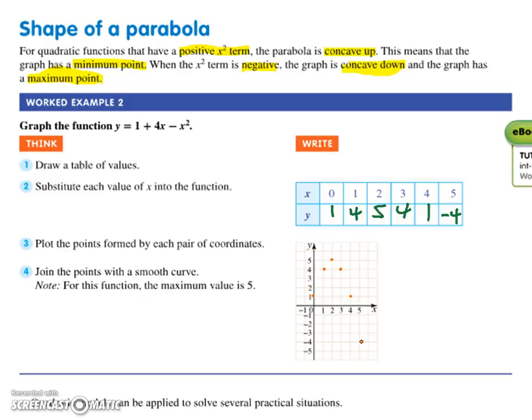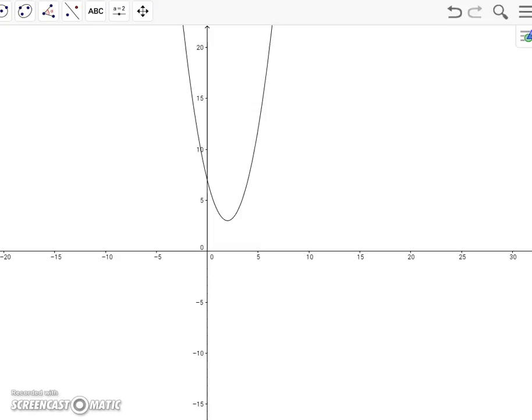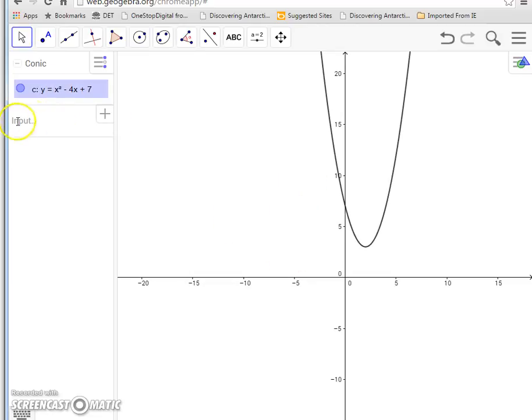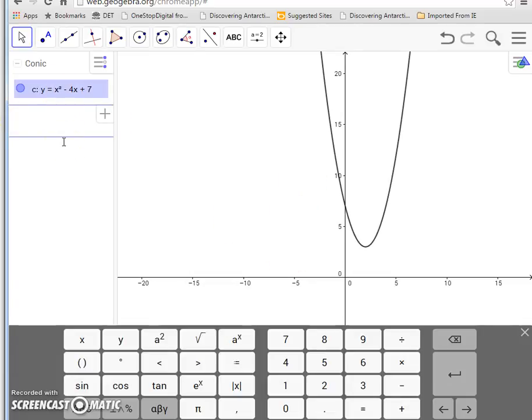How's that look? Now, once again, I'm just going to go over to GeoGebra. Oh, wrong one. There it is. There we go. And we'll put in the entry again. So what do we got? Y equals 1 plus 4x.